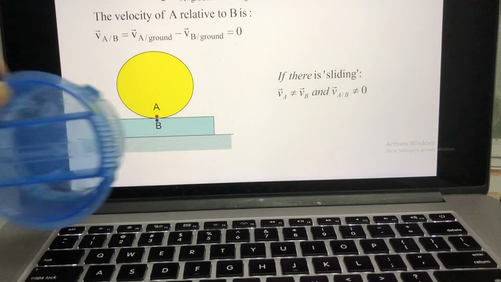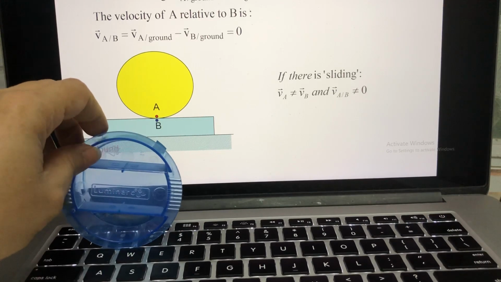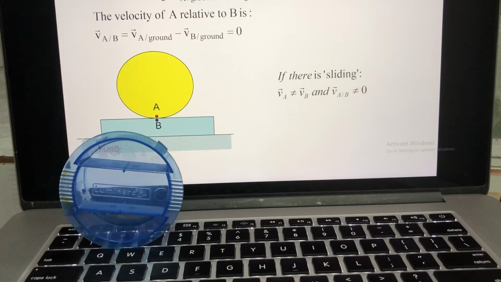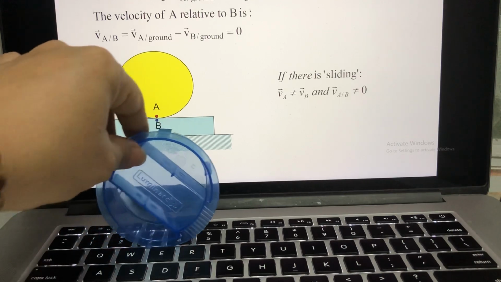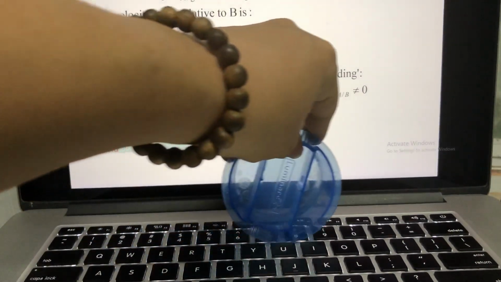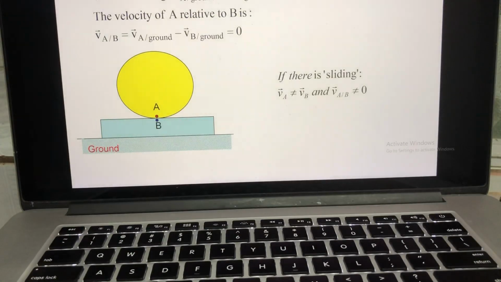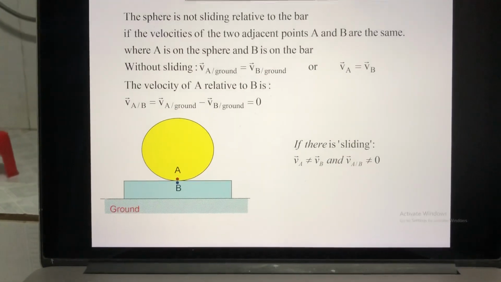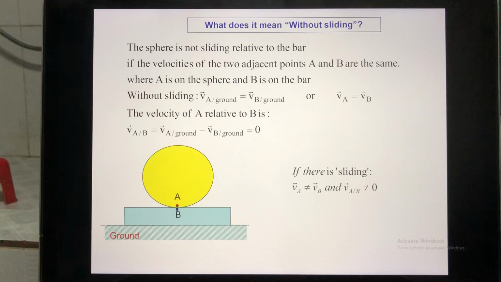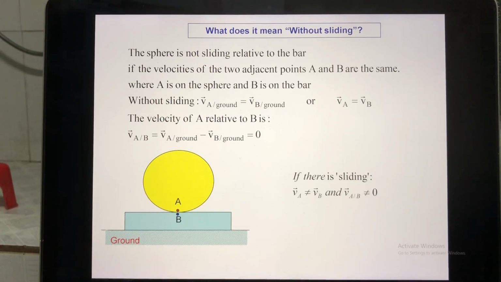Another example: if I have an object like this, like a wheel, and when I make it roll, sometimes it slides like this, and then it rolls again. In this case, we call it rolling with sliding. In our course, we just talk about rolling without sliding. So we just consider the first example that I showed you, okay?